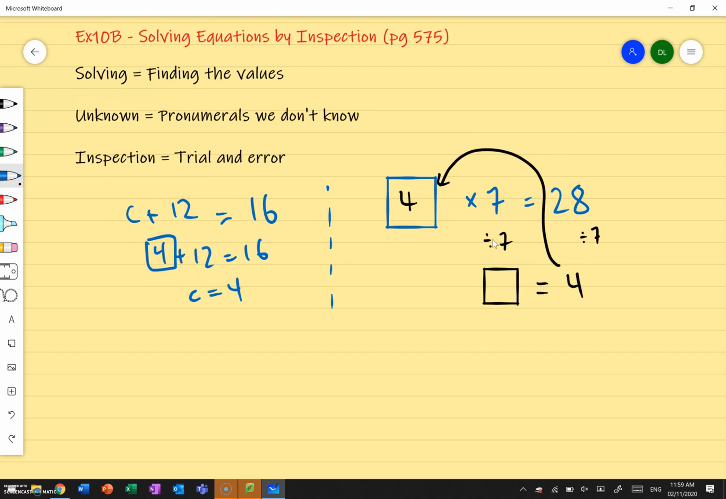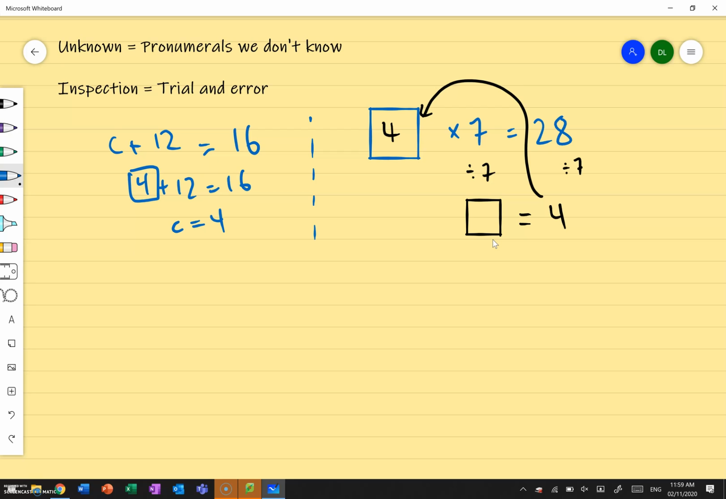Let's do one that's a little bit more tricky. And I would like you guys to copy this down, thank you. Let's say I have 45 equals 5 bracket D plus 5. This one gets a little bit tricky. Obviously, we're working with numbers that are a little bit bigger than what we're used to. We've got 45, and on the other side, we've got 5 bracket D plus 5.